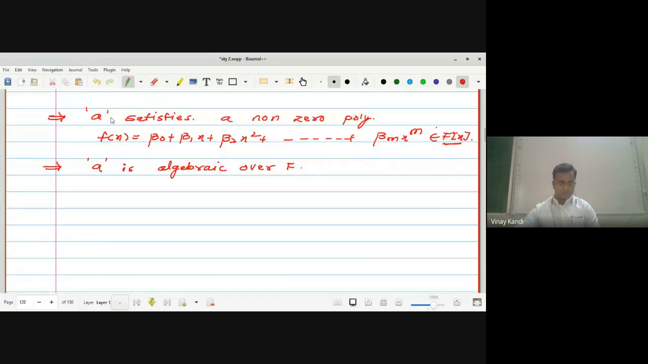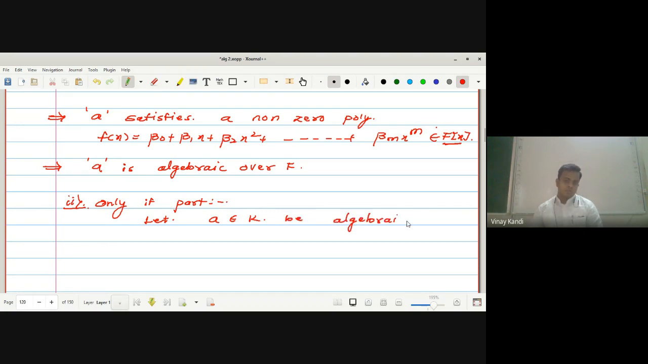Second part, only if part. Let capital A, small a belongs to capital K be algebraic over F. Now what is the definition of algebraic over F? a satisfies a polynomial over F. Okay, such a polynomial exists over F which a satisfies. To prove that F(a) is a finite extension of F. The meaning of the two is different.